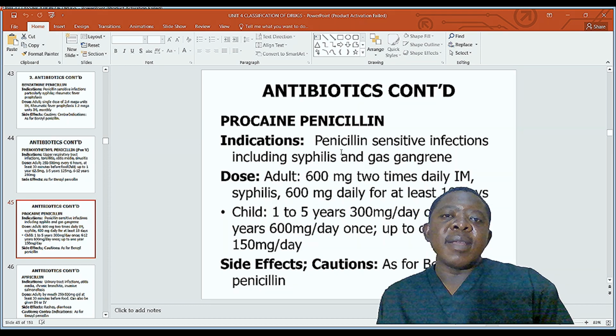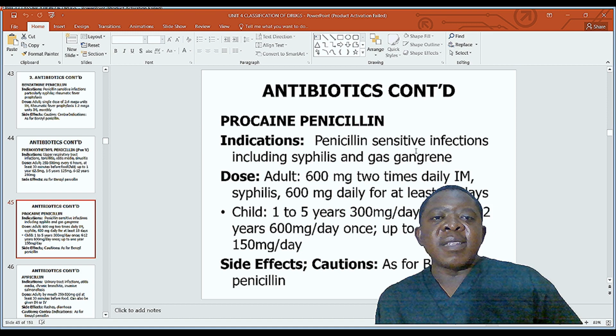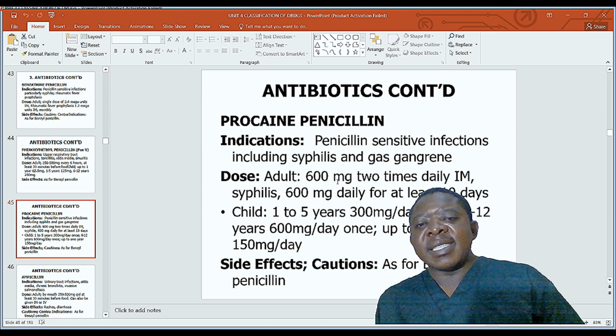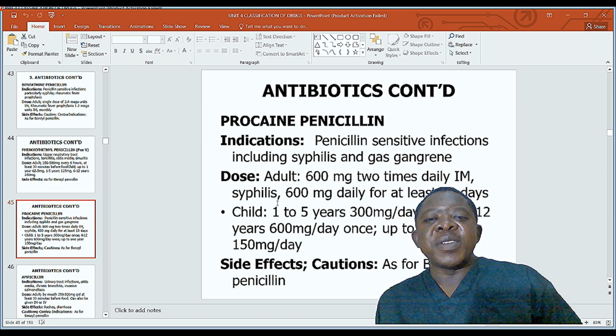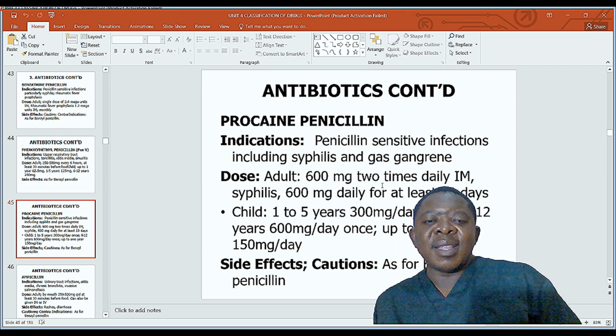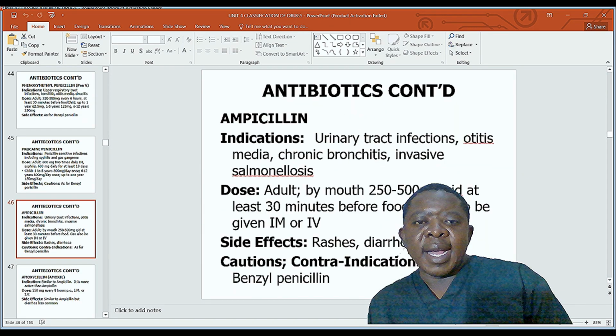Okay, then procaine penicillin, indication is penicillin sensitive infection, including syphilis and gas gangrene. Adults, that is 600 milligrams 2 times daily. It's given also in syphilis. You can follow the algorithms there for managing syphilis. The side effect, same caution as for other penicillin.